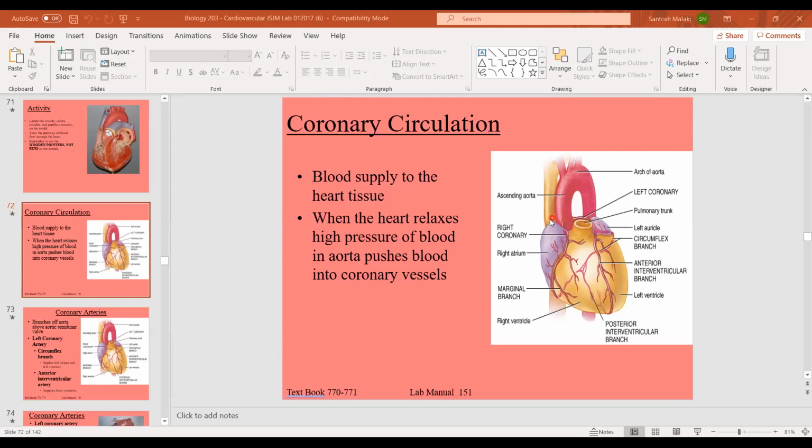Now pay attention here. Right at the beginning of the ascending aorta, you see two blood vessels coming out, one on the right, one on the left. The one on the right is called the right coronary artery, the one on the left is called the left coronary artery. So there are two coronary arteries. And as you can see, this is the first branch of the aorta, the very first blood vessel carrying oxygenated blood to the heart.